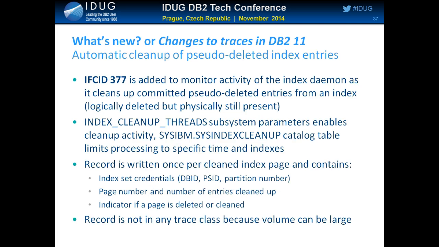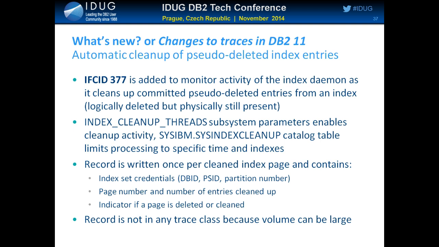So let's quickly go through that, and then we will have some time for questions, if any. So 377. As soon as you have an index and some records are being removed from the index, it does not clean up immediately. Now you have a daemon that runs when you let it run. There is a catalog table where you can specify, for example, to run that only during specific hours or for specific indexes. And there is a parameter that says how many threads would be doing the cleanup at the moment.